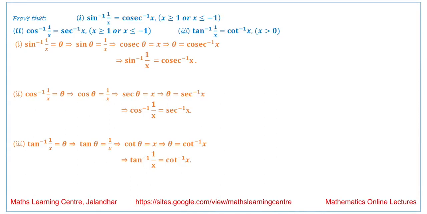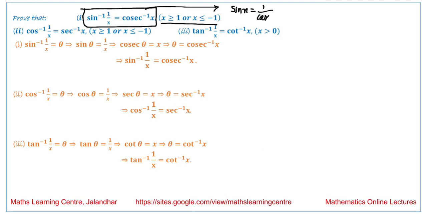Now the next result we have to prove is that sine inverse of 1 by x is equal to cosecant inverse of x, when x is greater than or equal to 1 or x is less than or equal to -1. If we compare it with our trigonometric functions, we have sine x equal to 1 over cosecant x. But when we are talking about inverse trigonometric functions, we have a relation in this form: sine inverse of 1 by x is equal to cosecant inverse of x.